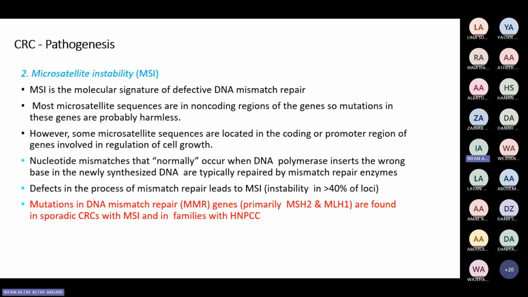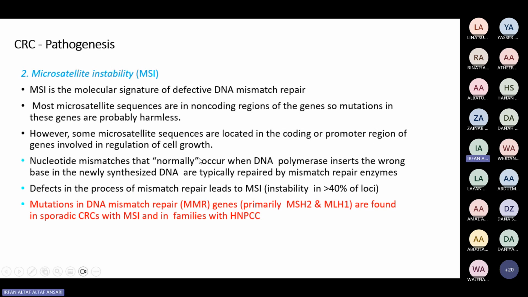Now the second molecular mechanism, which is less common than the adenoma carcinoma sequence, is microsatellite instability. Microsatellite instability is the molecular signature of a defective DNA mismatch repair gene. So this happens mainly in the DNA mismatch repair mechanism. Okay, and these are mostly in the non-coding regions. So the gene gets mutated and these non-coding regions become coding and they go into the formation of tumor.